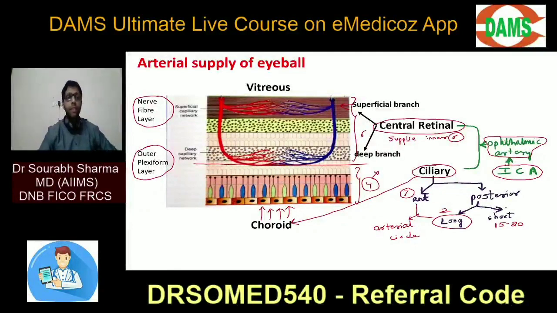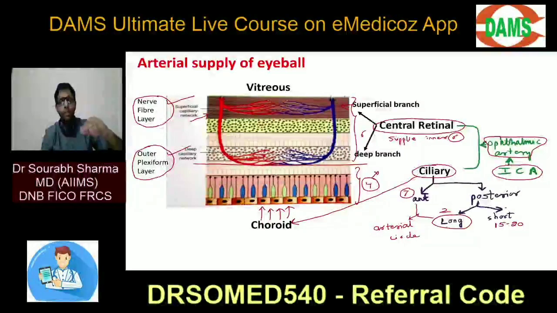Superficial branch is present in the nerve fiber layer. Deep branch is present in the outer plexiform layer. This is your arterial supply of the retina and choroid. Very important. But now, can you appreciate the vessels in the retina? The central retinal artery vessels are present inside the layers of the retina.